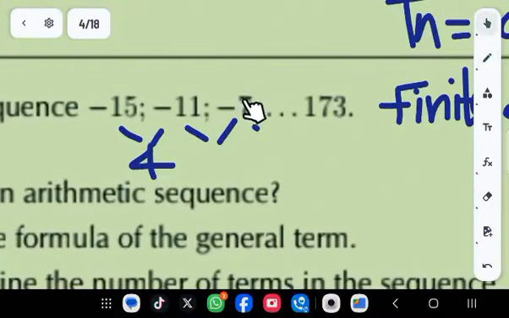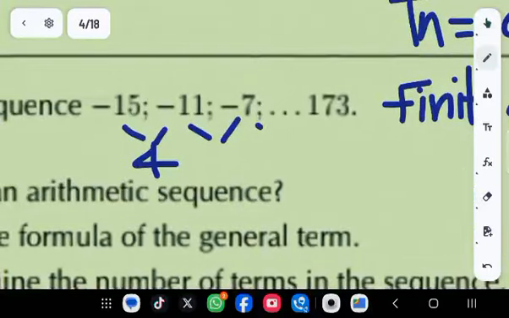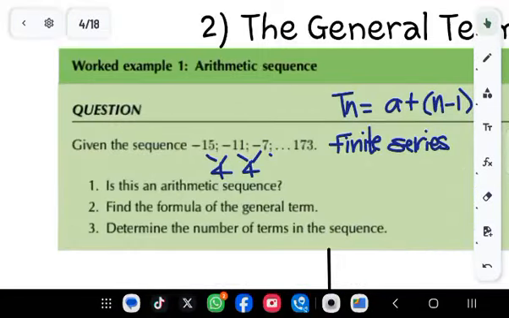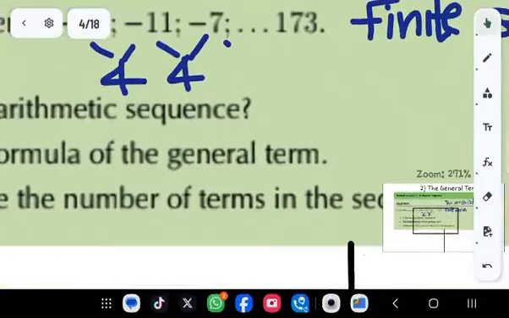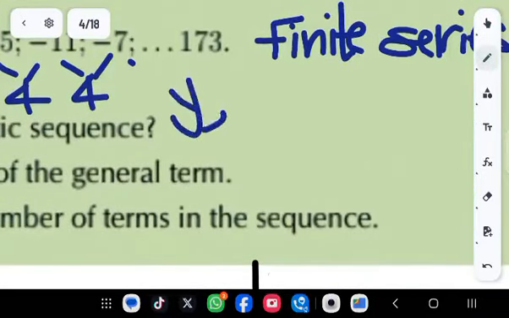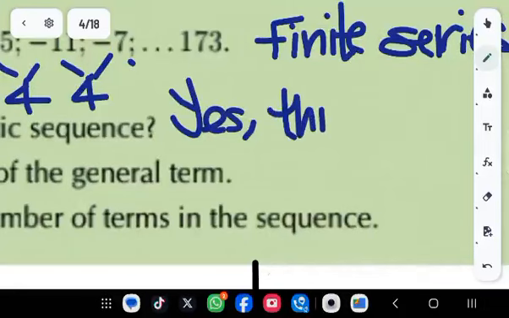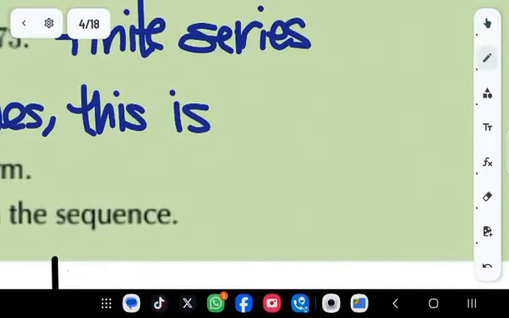Now let's find T3 minus T2, that is negative 7 minus negative 11. That gives us also 4, and therefore this makes it a linear pattern or a linear series or an arithmetic series. So therefore the answer is yes. This is an arithmetic series. Please always answer the question because that's where the marks are hidden.